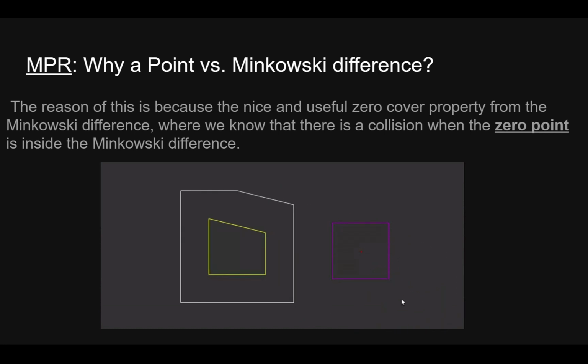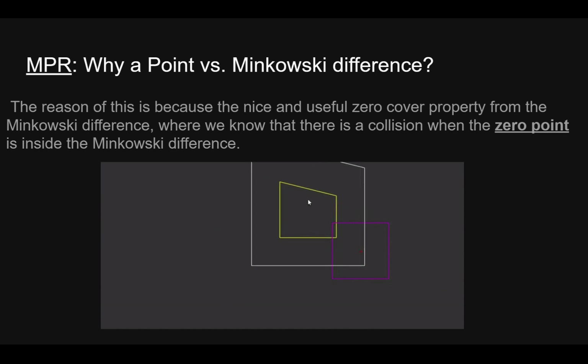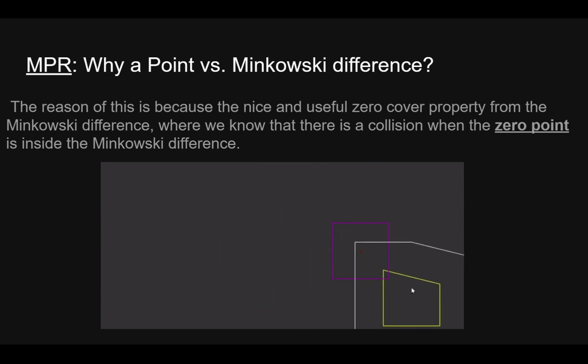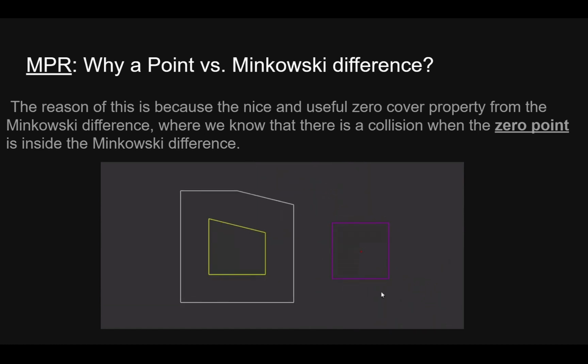So here we have the Minkowski difference, which is the white part, and then the zero point, which is the red dot.